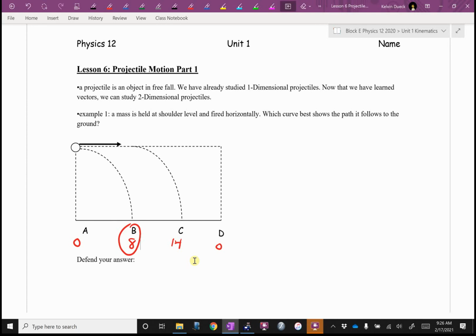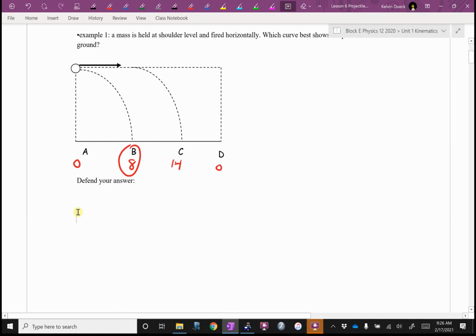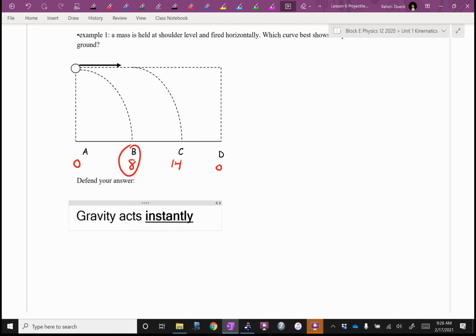As soon as anything is launched, whether it's launched horizontally or at an angle, I'm telling you, the split second it leaves the barrel in the vertical direction, it's accelerating at 9.8 meters per second squared down. There is no brief, oh, gravity isn't affecting me and I'm going to go in a straight line. There's none of that. Movies have lied to you. Gravity acts instantly. Okay?